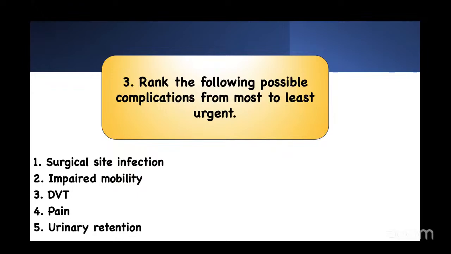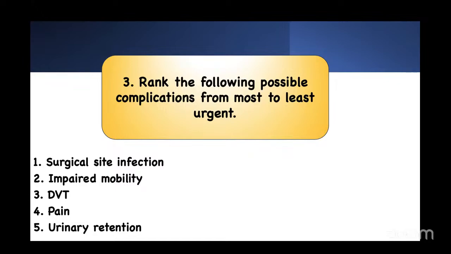Followed by sepsis, right? Followed by surgical infection, before you can address the physiological need, which is pain, right? Then mobility, before urinary retention. So it's 3, 1, before 4, and 2, and 5. Once again, 3 is number one, DVT. Then infection.